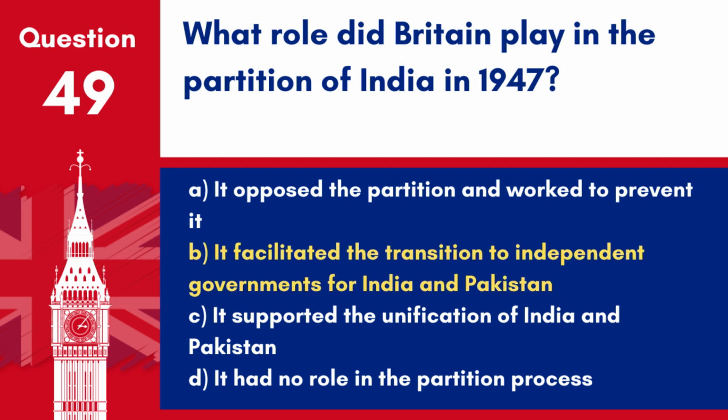Answer: B. It facilitated the transition to independent governments for India and Pakistan. Britain played a crucial role in the partition of India in 1947, overseeing the process that led to the establishment of the separate nations of India and Pakistan.